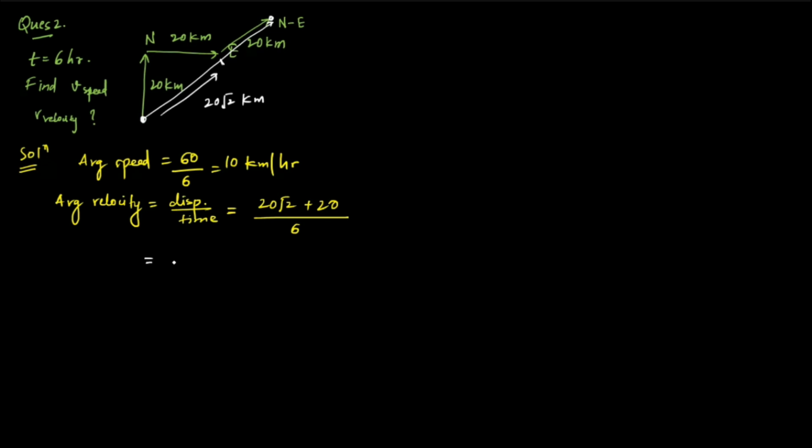You can simply take out 20 common from this, divided by 6. You can simplify it to 10 over 3 times root 2 plus 1. If you want to solve it, you can. If you don't, it's fine. Again, understanding the requirement is important. How much did you understand the concept? That is what is important.